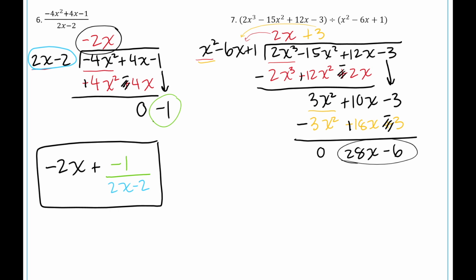Okay, so we have a remainder. There's our remainder. So let's rewrite our answer. On the top, we have 2x plus 3. And I'm going to add the remainder, which is 28x minus 6 over x squared minus 6x plus 1.